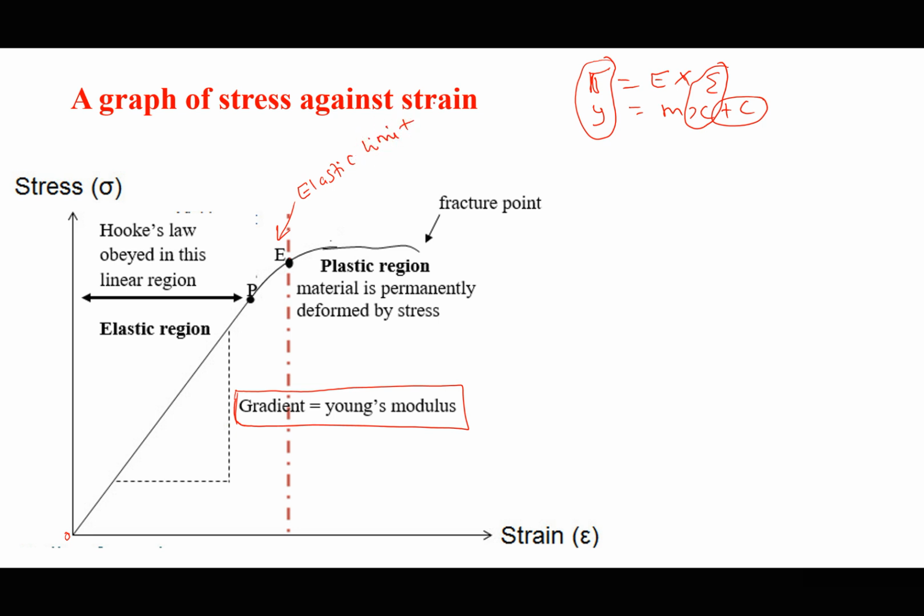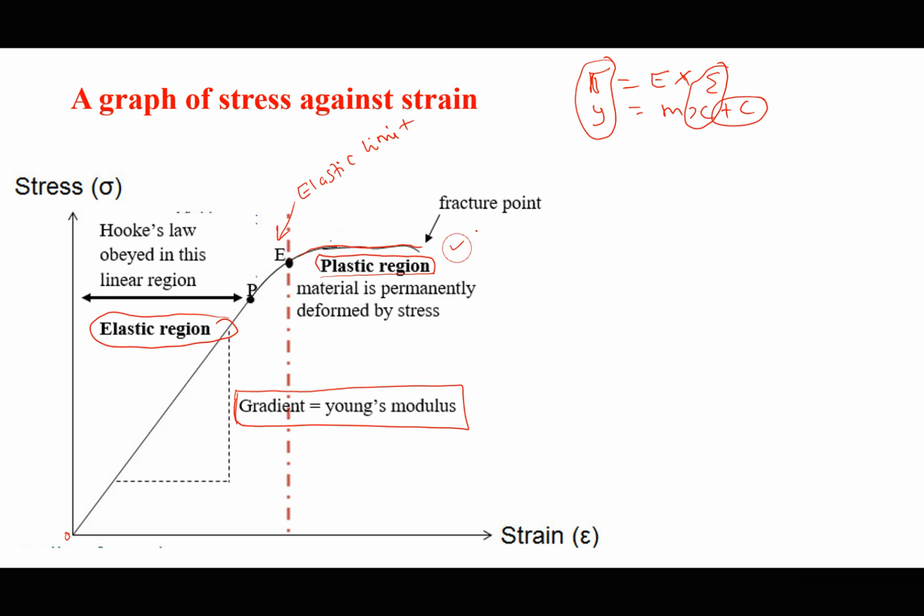After point P, when the deforming force is removed, the material does not go back to its original length. The stress is no longer directly proportional to the strain. Therefore, after this point, we undergo what we call plastic deformation. This is called the plastic region. Up to point E, we have what we call the elastic region.